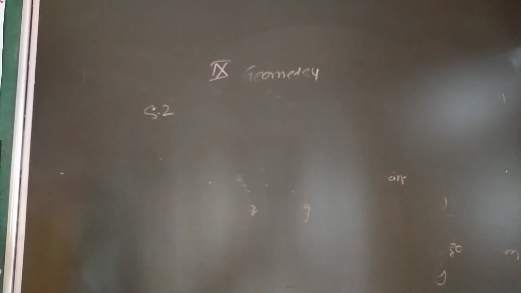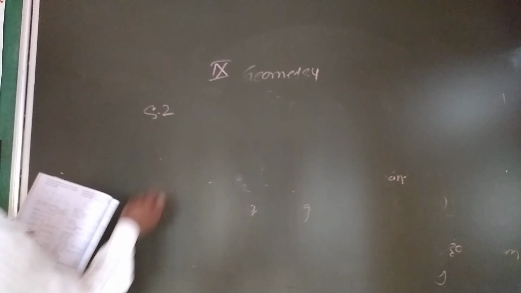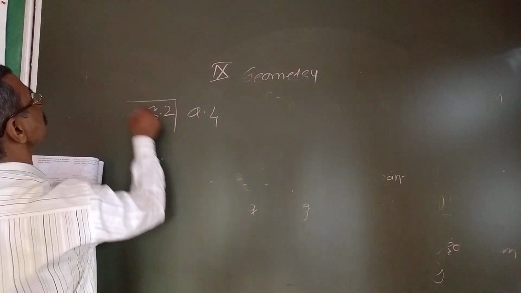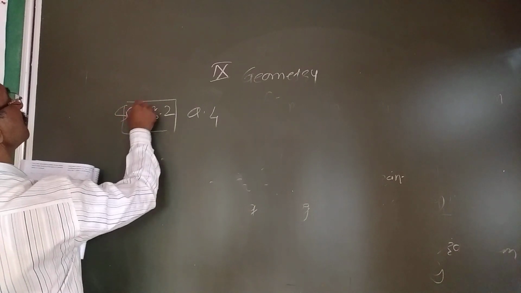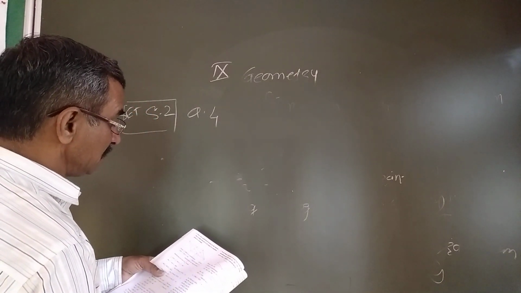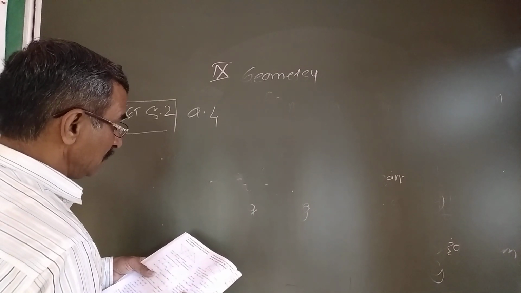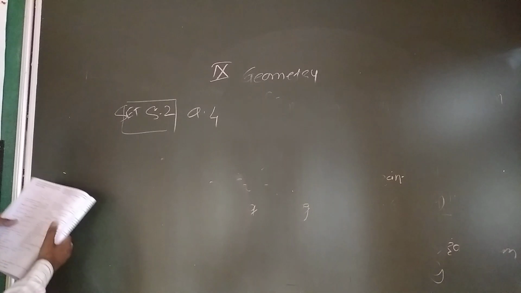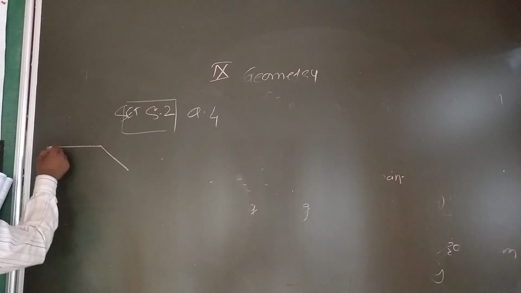We are solving here question 5.2 of the 9th standard, lesson number 5. Then question number 4. I am reading question number 4. Prove that the quadrilateral formed by the intersection of the angle bisectors of all angles of a parallelogram is a rectangle. So firstly we observe the diagram.